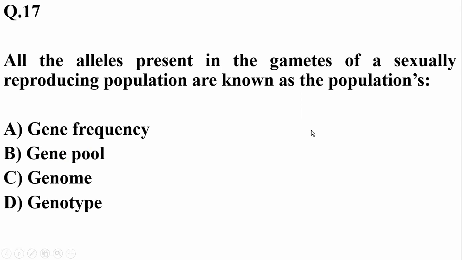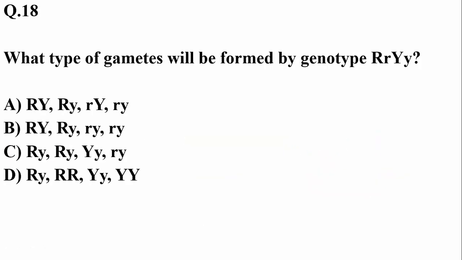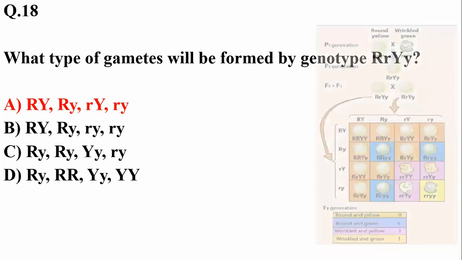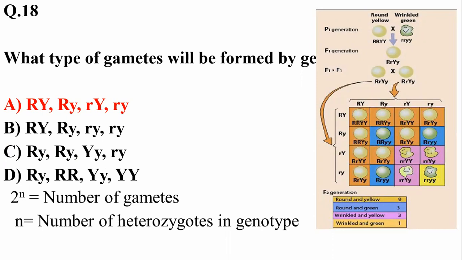Number 17. All the alleles present in the gametes of a sexually reproducing population are known as the gene pool of that population, so Beta. And what type of gametes will be formed by genotype capital R, capital Y, small y? It's Alpha. And there is a simple formula to find the number of gametes, 2 power n, where n refers to the number of heterozygous gene pairs in a genotype. In this case, we have two heterozygous pairs, so we have four types of gametes in the list with this variation.